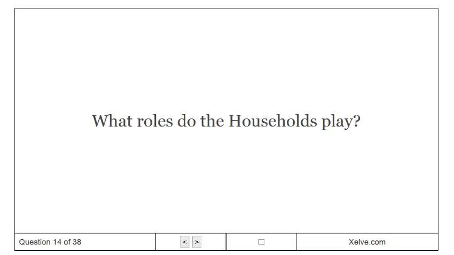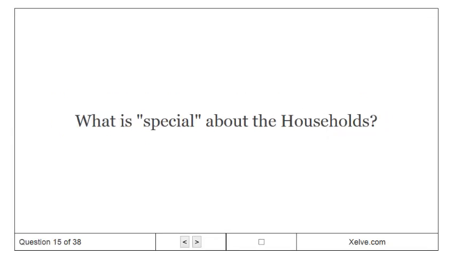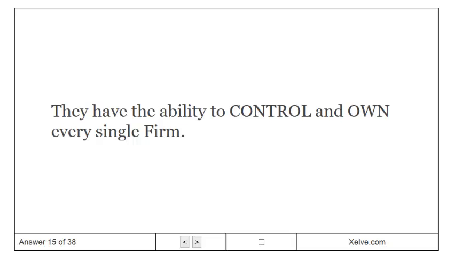What roles do the households play? They own the factors of production and consume the goods and services produced by the firms. What is special about the households? They have the ability to control and own every single firm.